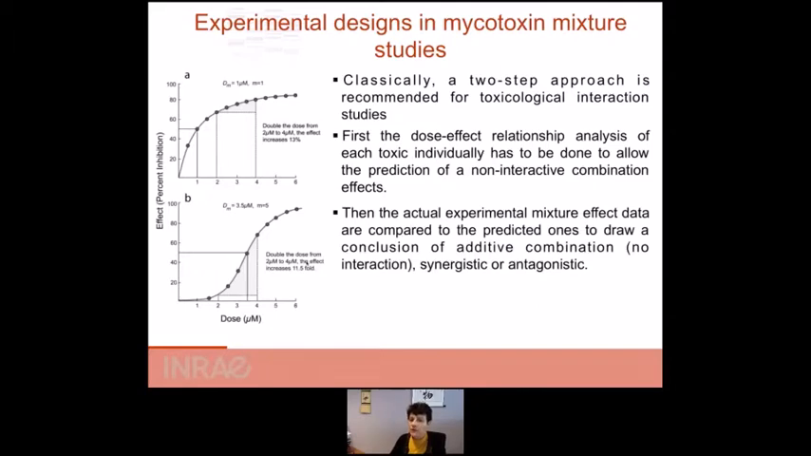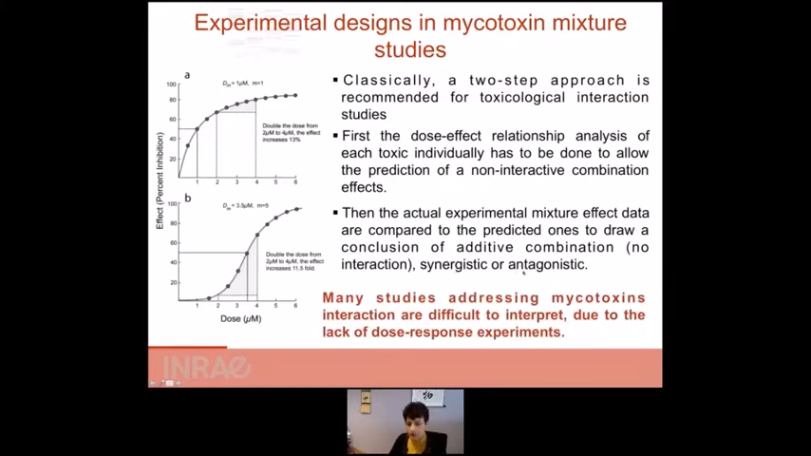And then, when you have this dose response analysis for each mycotoxin, you can compare the predicted effect of the combination with the observed effect of the combination. And then you can determine if they have no interaction, or if they act synergistically or antagonistically. And the big problem is that many studies addressing mycotoxin interaction are very difficult to interpret because there is no dose response experiment.